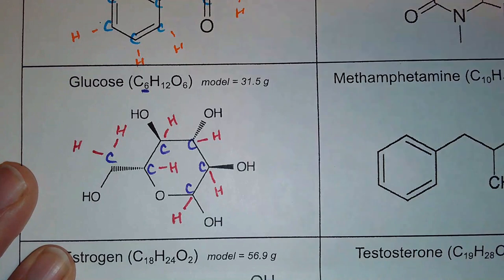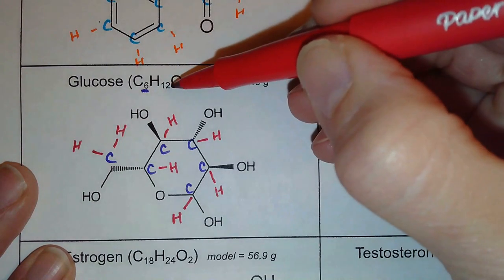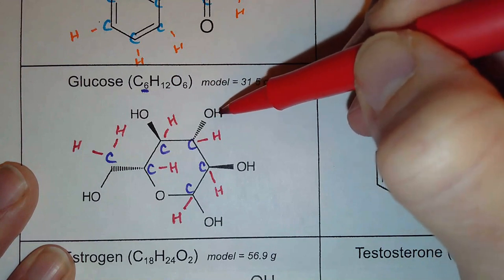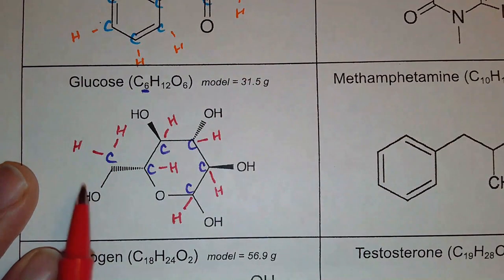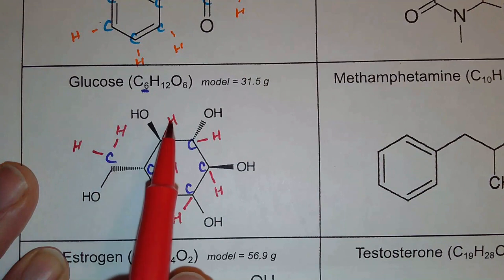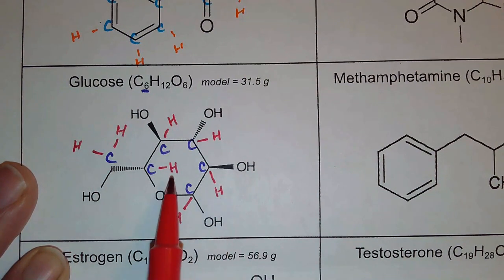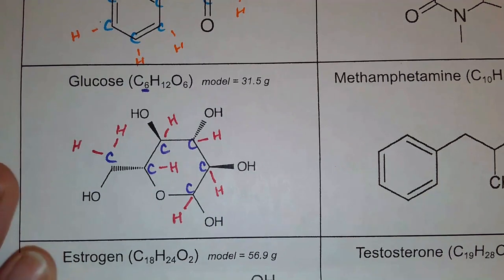And then I can check to see, do I have my 12 hydrogens? Okay, so now each of these hydrogens that are bonded to this oxygen also count. So I've got 1, 2, 3, 4, 5, 6, 7, 8, 9, 10, 11, and 12.